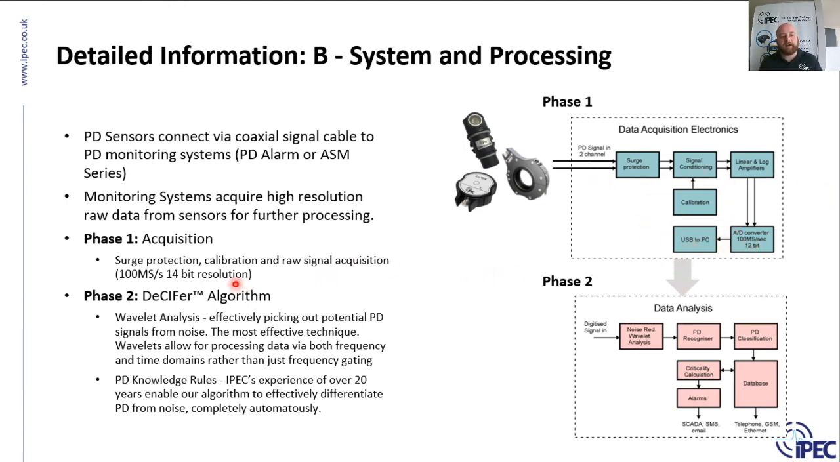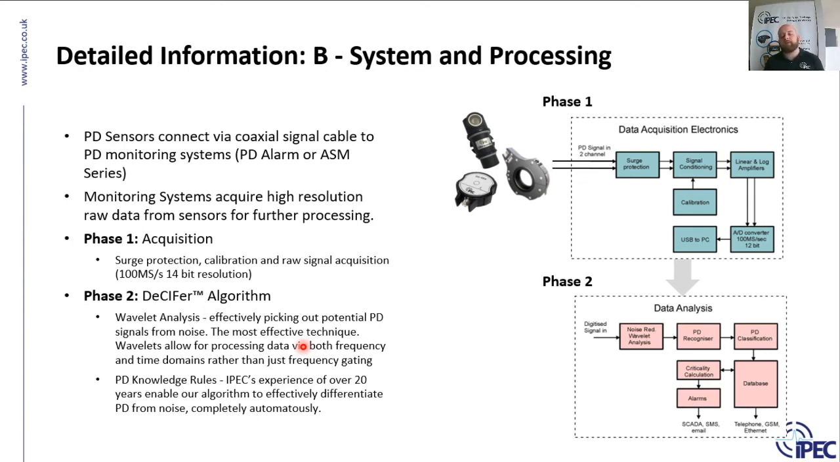Then it's digitized at 100 megasamples, 14-bit resolution, and then it goes into phase 2, which is essentially our decipher system. It's our decipher algorithm, which is used to differentiate PD from background noise. That's in 2 stages. The first stage is wavelet analysis, which is highly regarded as one of the best ways to process these types of signals.